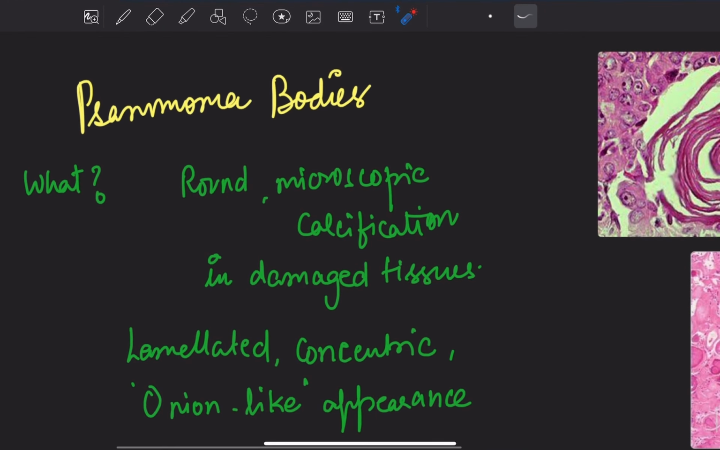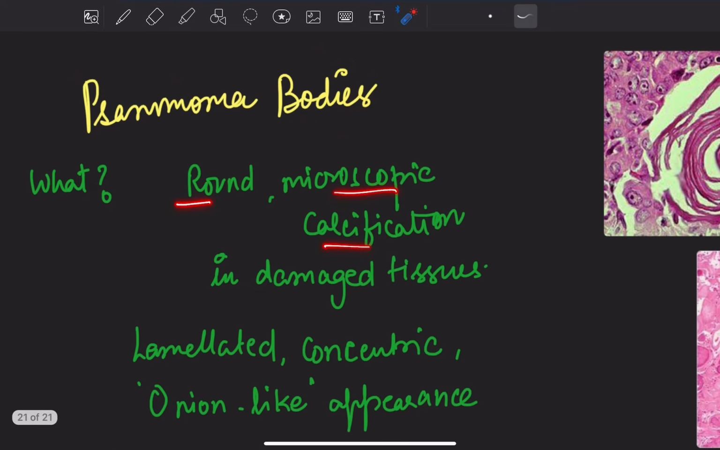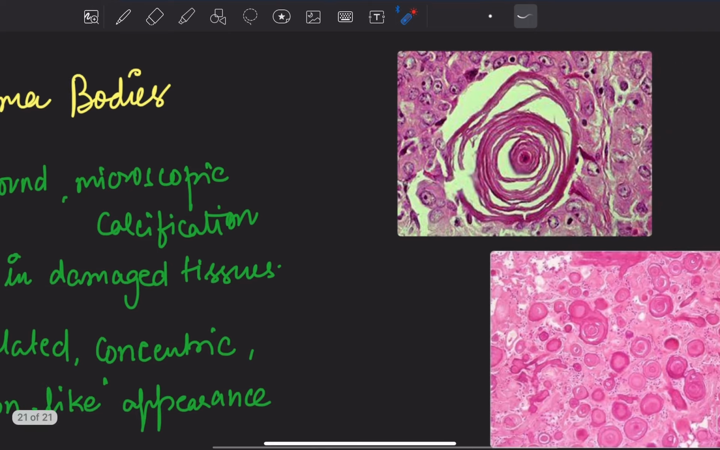So the first question is what are these bodies and why are we studying them, okay? These are basically round microscopic calcifications which are present in damaged tissues. Basically not present when the tissue is just starting to get damaged. So particular organs have this characteristic of forming Psammoma bodies to represent the pathology that something is wrong inside that particular organ's tissues.